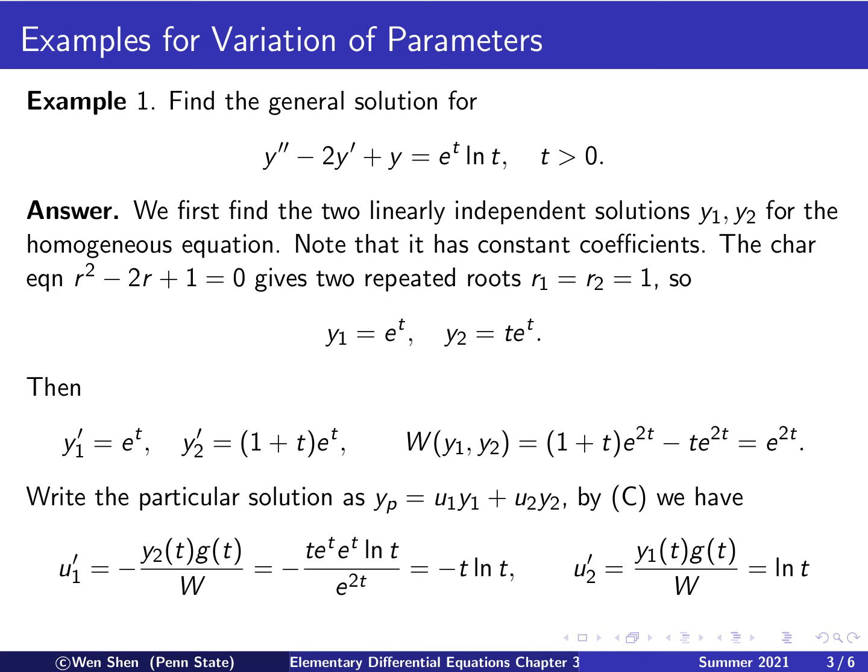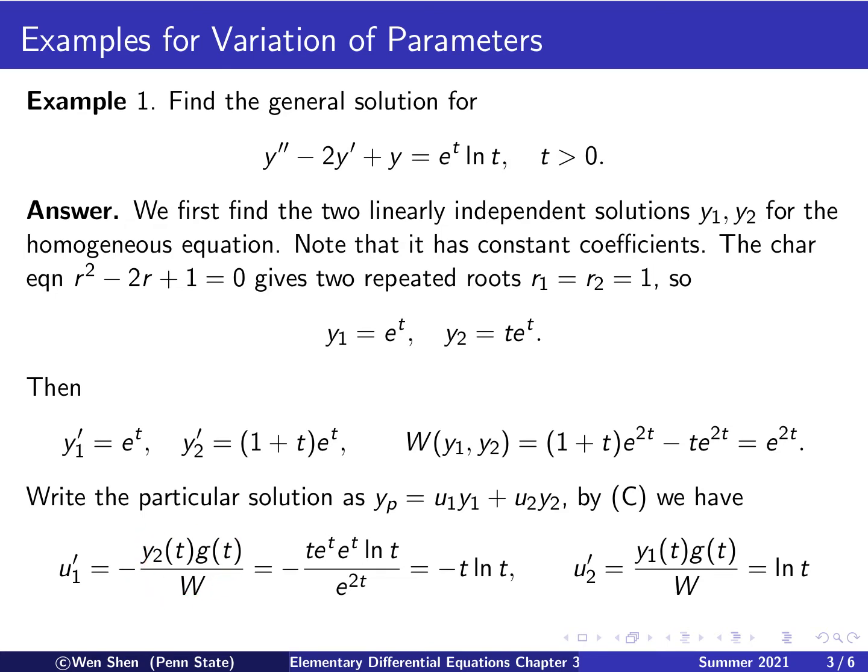Okay, now we follow the summary on the previous page. The particular solution we can write as u1 times y1 plus u2 times y2, and use the formula C, we can write out u1 prime and u2 prime. So u1 prime equals negative of 1 over w, we put a w in the denominator, so y2 times g. And we see that at this stage, all these three functions are given.